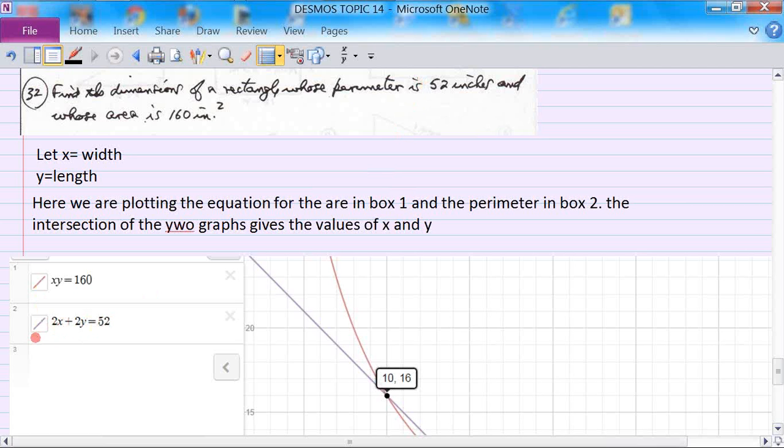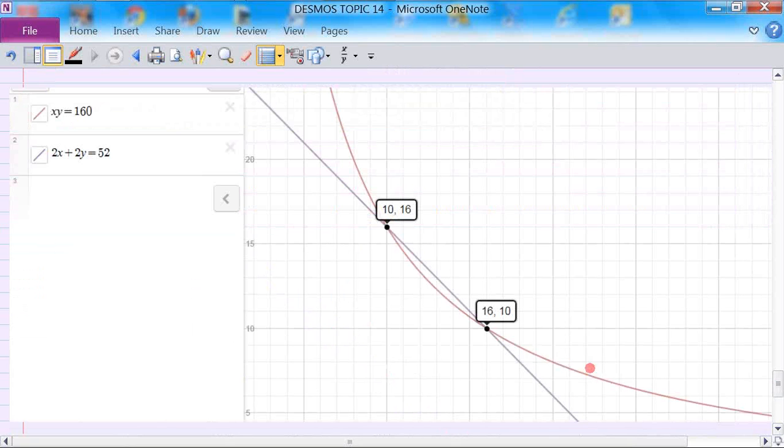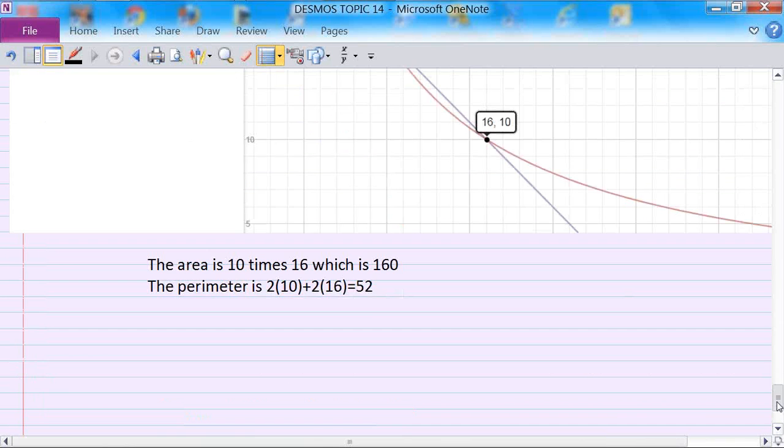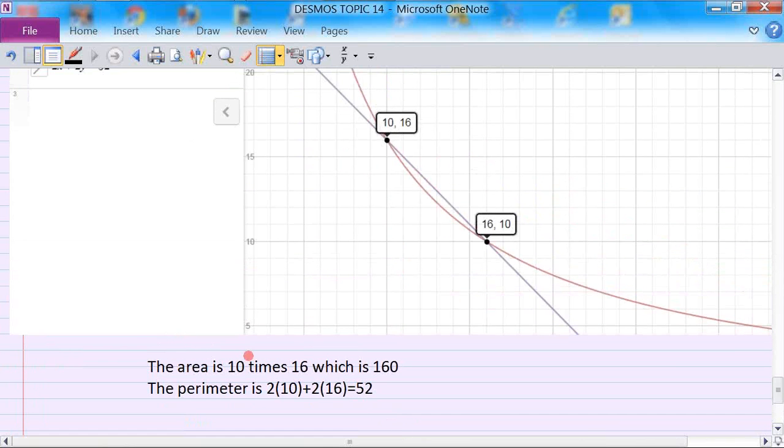Now I got a graph here, and I got a graph here. Which is which? Well, obviously this one here is the linear one. So there's only one that's linear, and the xy equals 160 is this one. And you can see, look what happens. You can show that the 2 points of intersection are 10 and 16. No calculation or anything. You just show it off the graph. So the area is 10 times 16, which is 160. If you take 2 times 10, you get 20. You take and add 2 times 16, you get 32, and you get 52.